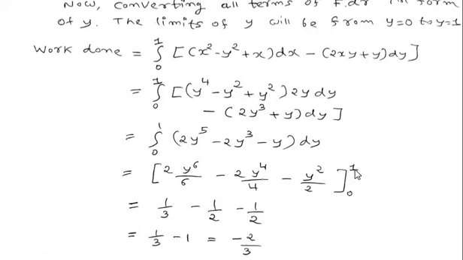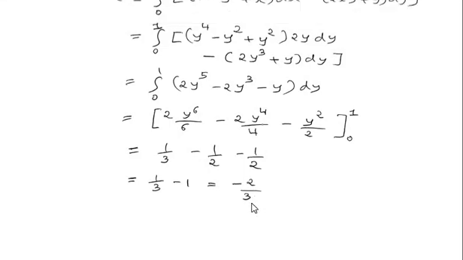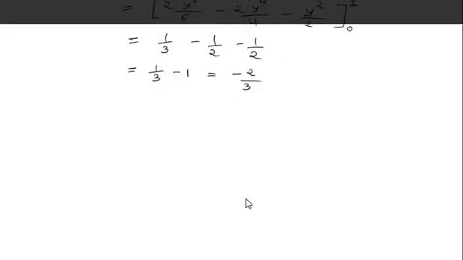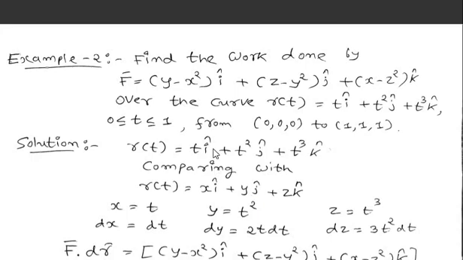So first of all, put down the upper limit, that is 1, and the lower limit is 0. So ultimately it will become 0, right? Now simplify this result. The final answer is minus 2 by 3, right? Okay. Now we will take another example, that is example number 2.